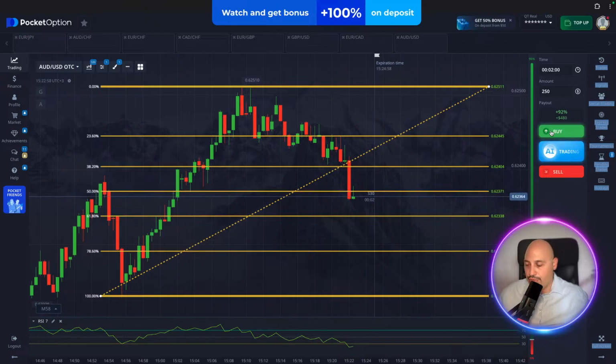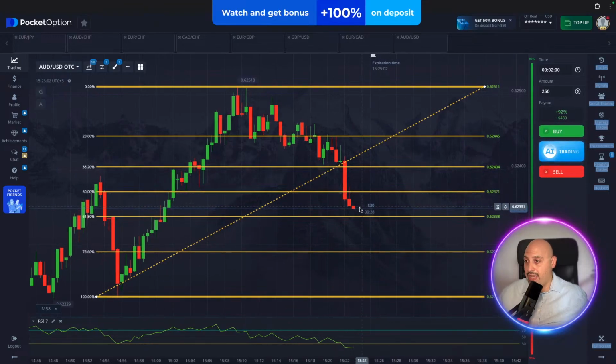RSI still under 30, guys. See, it's moving even further down. I'm expecting a 61.8% pullback from the top over here. But again, this doesn't mean that it's going to have to touch it perfectly. I just want a green candle to form and close for me to understand that we are trying now to move to the upside again. Let's see.